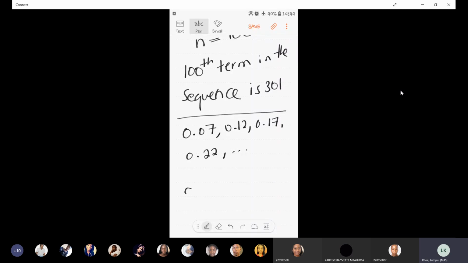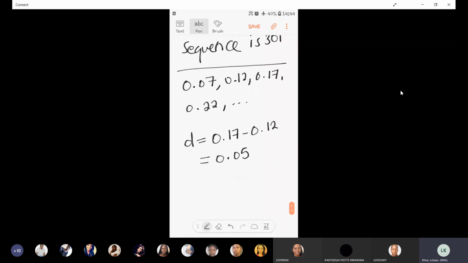So you take any two consecutive terms, you say the one on the right minus the one on the left. So we can work out d. This is 0.17 minus 0.12. This is 0.05. So it doesn't have to be the first and the second that you use to work out d, because d is constant. Any two terms that follow each other, if you say the one on the right minus the one on the left, that will give you d. So I have my d, my a. I just look at the sequence. There it is. This is 0.07.